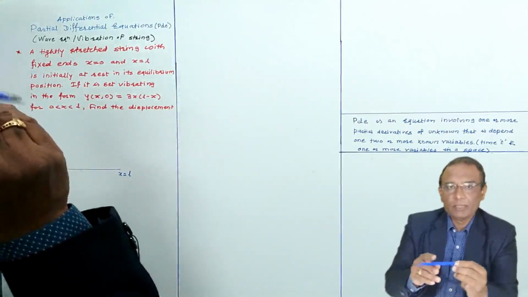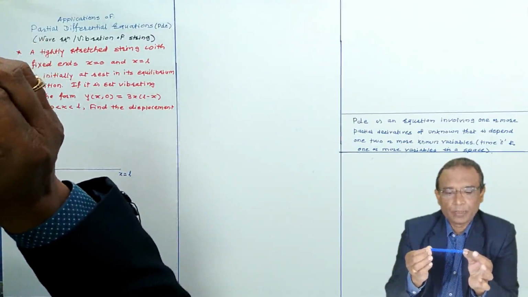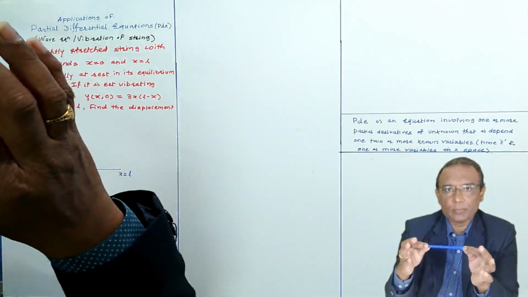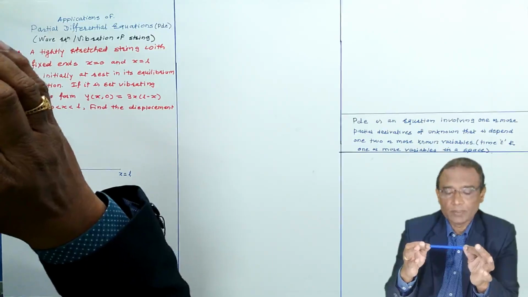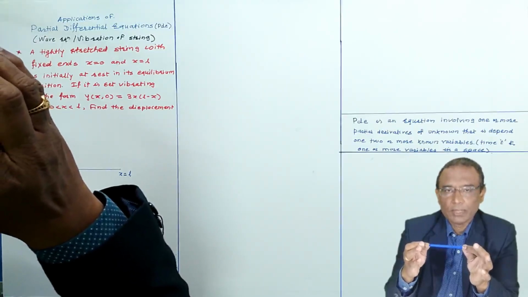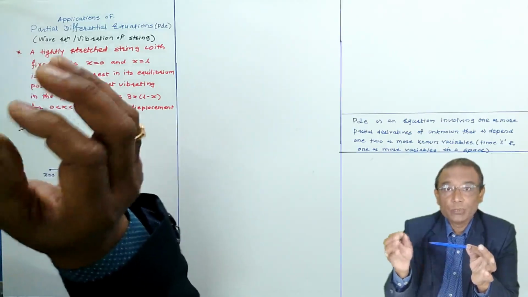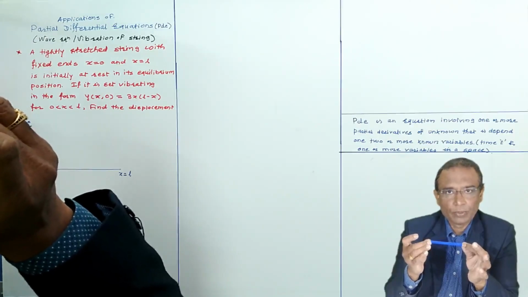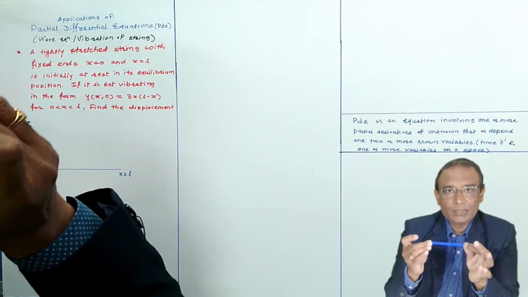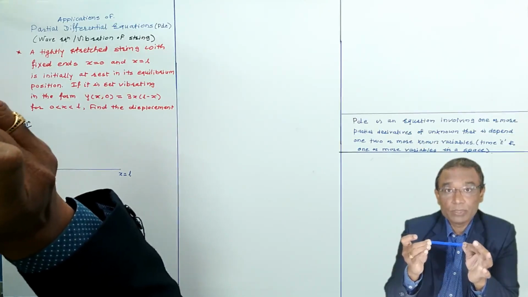If this is the string, and this string is kept along x-axis, and this is one end of the string, and this is another end of the string, and this string is tightly stretched, and under some assumptions, we are going to solve this problem. This string should be uniform or homogeneous, you can say. Homogeneous string means the mass per unit length of the string is constant. Then the string is so tightly stretched that the gravitational force will be negligible.